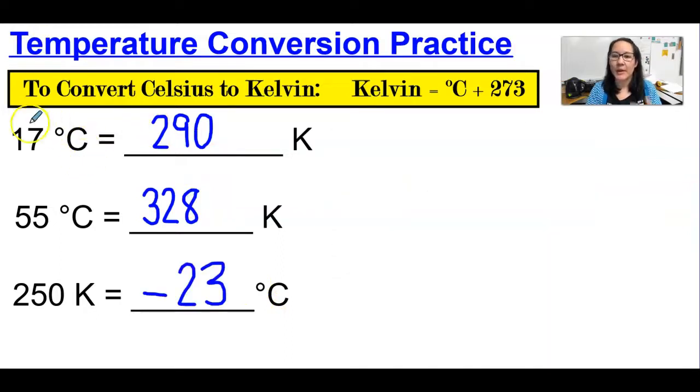To recap, if you want to change Celsius to Kelvin, you take your Celsius temperature, add 273. If you want to change Kelvin to Celsius, you take your Kelvin temperature and subtract 273.